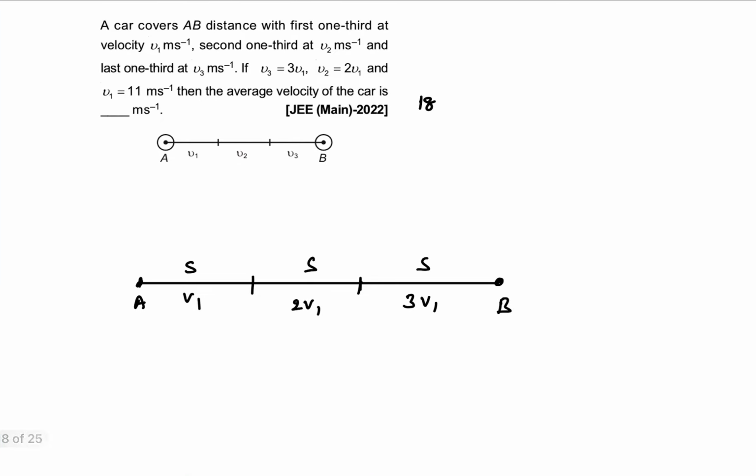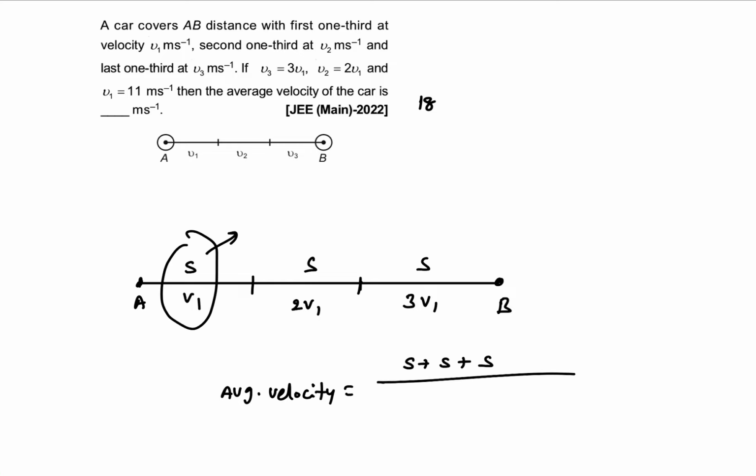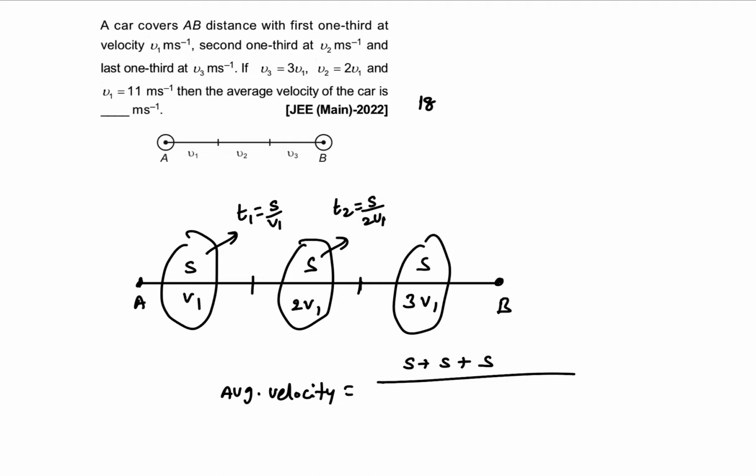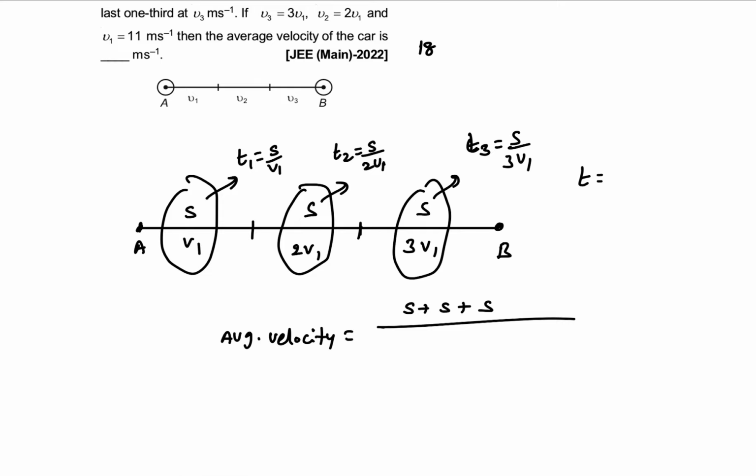Now, they are asking for the average velocity. As it is a straight line and the body is not turning back, total distance and total displacement have the same value. Average velocity can be written as total distance, s plus s plus s, divided by the time taken. How much time did it travel with v1 speed? For distance s, t1 is equal to s divided by v1. Similarly, the time for the second is s divided by 2v1. For the last 1/3 distance, t3 is equal to s divided by 3v1.